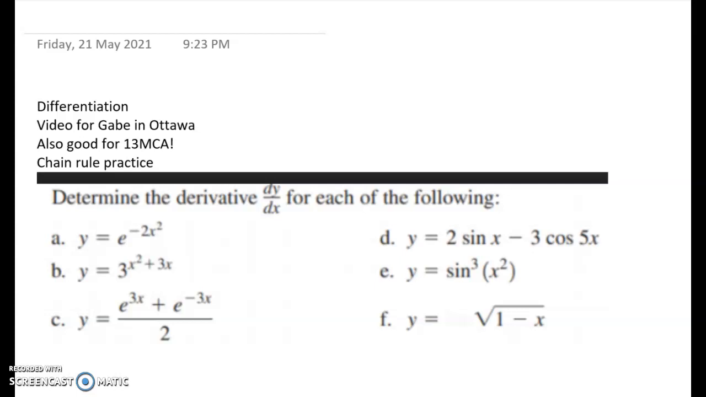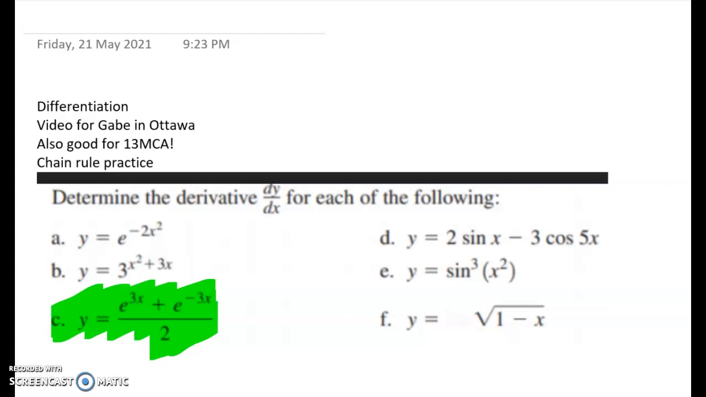Kia ora koutou. This video is for Gabe in Ottawa, who has sent me some questions that are chain rule practice. Now, Gabe only wants me to worry about questions C and E in here, but if my A-level class are watching this, you might want to have a go at the other ones for some practice as well. I'm going to do the answers to them at the end.